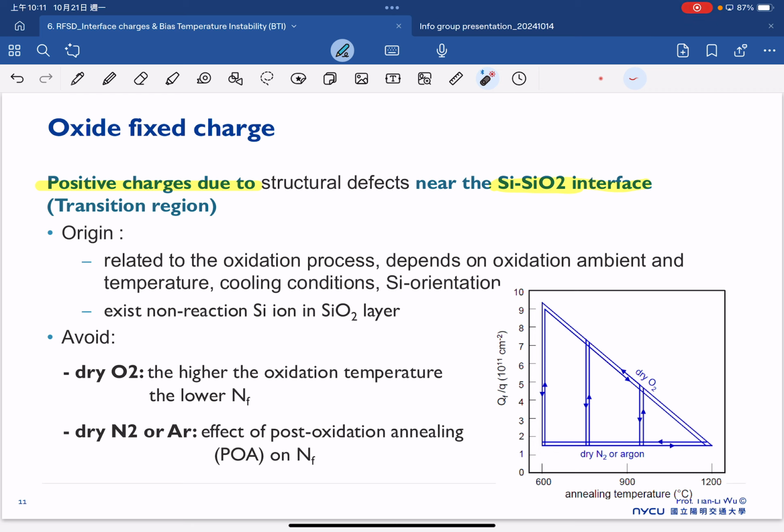And this is one of the experimental results here, showing oxide phase charge versus temperature. We can see that once we put the oxidation condition inside dry oxidation and increase the annealing temperature, our phase charge is reduced. That's one of the experimental results proving that the phase charge can be reduced if the process is correct.